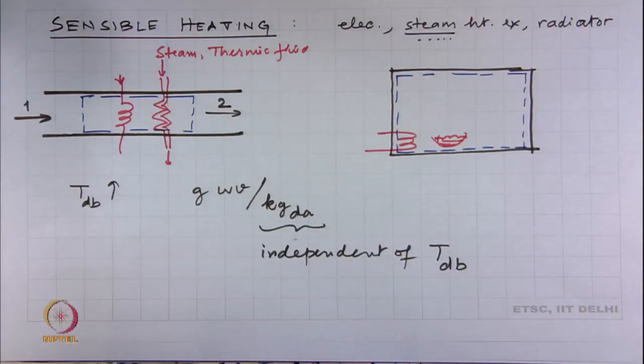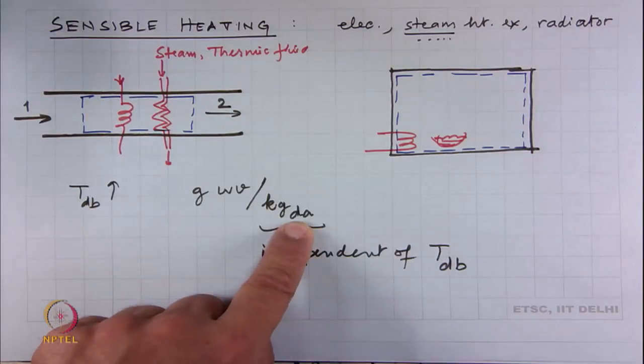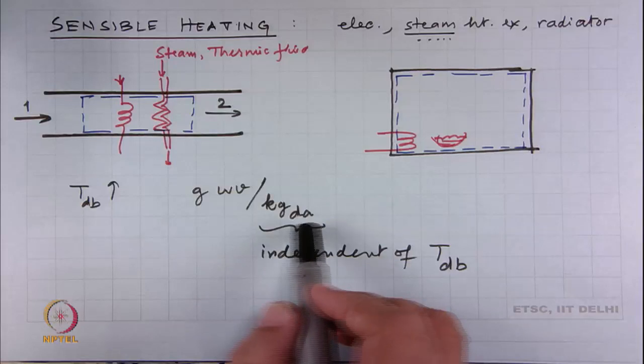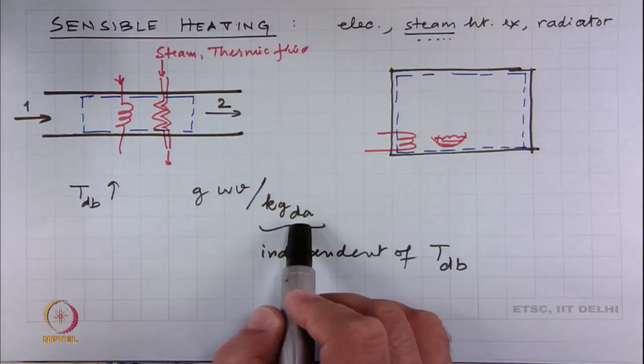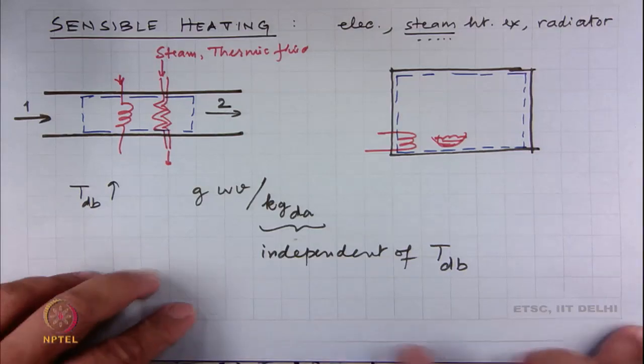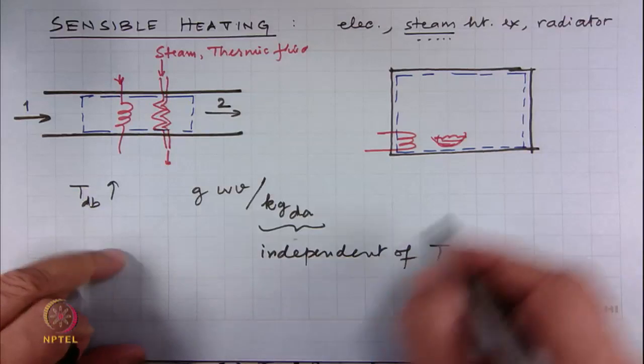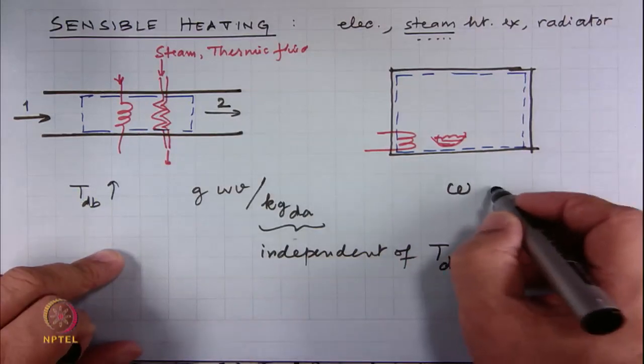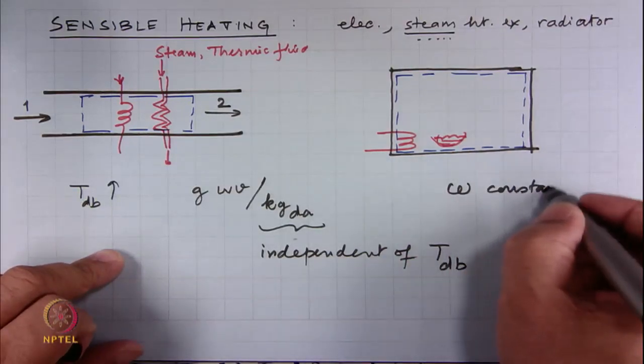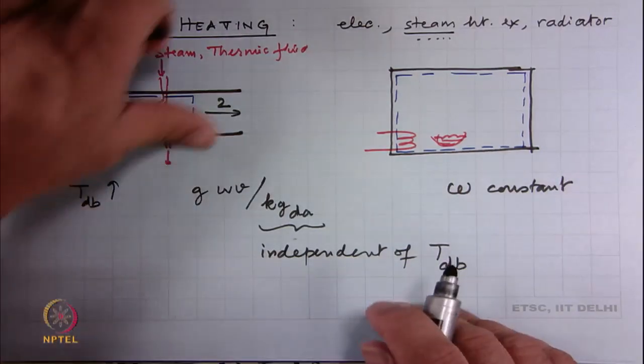Now, remember, because we are doing it on a dry air basis, this is independent of the temperature. That is one of the reasons why most of the properties that we are looking at are expressed in terms of dry air and not in terms of the total amount of air. So, because this is fixed, and no moisture is added or removed, it means that omega is constant. That is one thing that has come out.